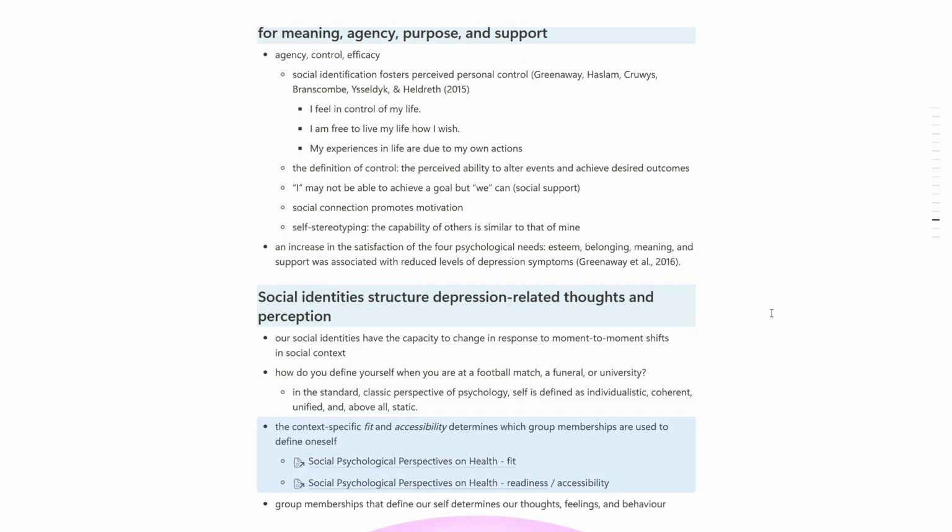The context-specific fit and accessibility determines which group memberships are used to define oneself. You may want to remember what fit was from chapter 2. Accessibility mentioned here refers to readiness. Fit is how well a particular category explains the differences between two categories. If it explains the differences, then such a category may be used to categorize oneself and others. Readiness refers to how often, how much experience you have using the category to define yourself. If both fit and readiness, or accessibility, are high, then that social identity is more likely to be used to define yourself.